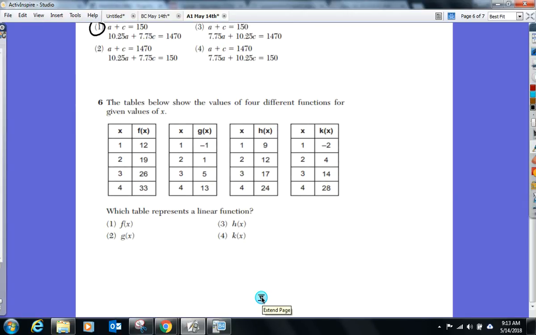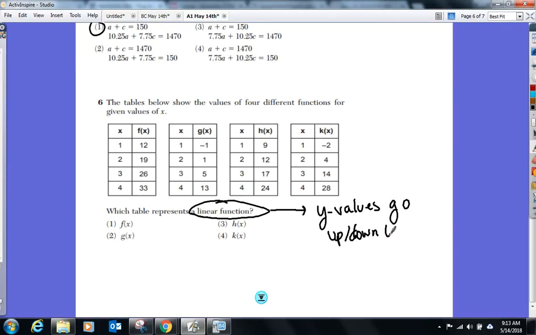Four different functions for you: f, g, h, and k of x. Which table represents a linear function? All right, here you go. Ready? Make this easy on you. Linear, linear. Y values, ready? Y values go up and down by the same amount. And there's only one table of Y values that do that.